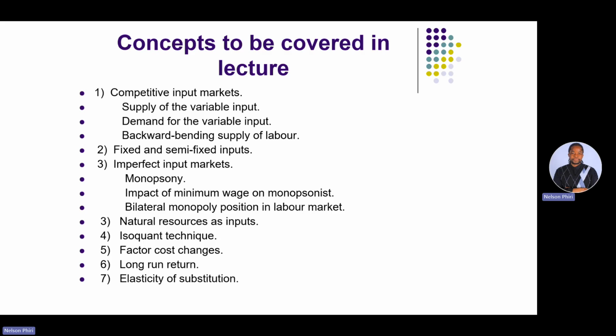We're also going to look at monopsony when it comes to labor. We're also going to look at the impact of a minimum wage on a monopsonist. We're also going to look at the bilateral monopoly position in a labor market. Also, we're going to look at natural resources as inputs. Also, we're going to cover what isoquants are, look at factor cost changes, look at the long run net return, then finally the elasticity of substitution. So that's the content that this video will seek to address.